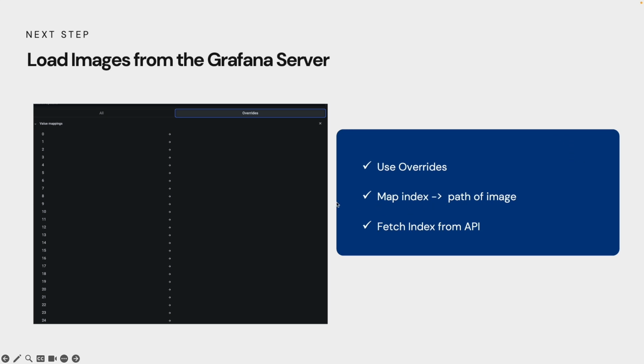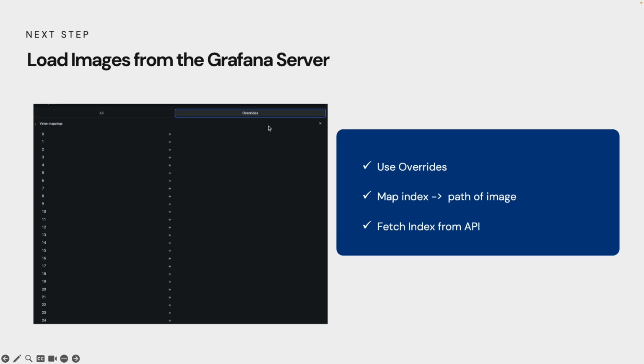So how this helps is now when you fetch that information from an API or a data source, you're essentially just getting the index from the API. So let's say based on the conditions, I get 5 as my result from the API. And based on that 5, I need to show a certain image.